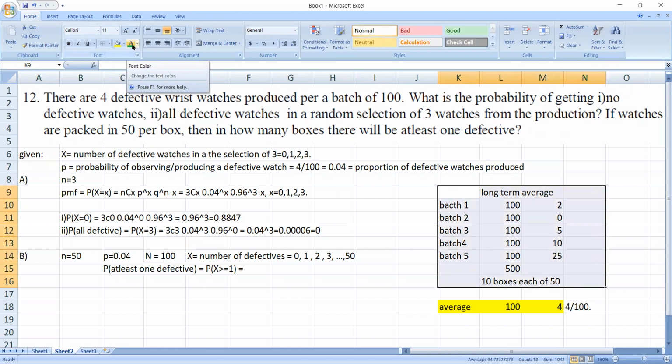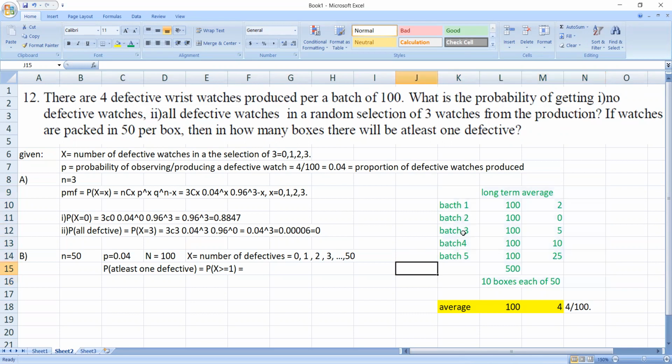So in the green font, in this particular day, say today maybe 18 June, I have produced 5 batches and totally I have produced 500 watches. 500 watches are produced. Those 500 watches I group as 50-50 and put them in boxes.